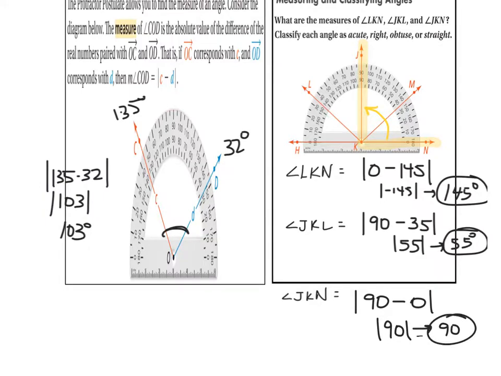So now you can calculate the measure of an angle as you're looking at a protractor, and you should be able to complete page 3 of the class Kick Now examples.